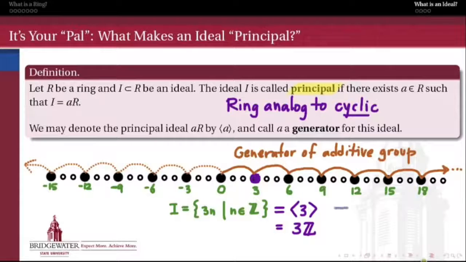Of course, this ideal we could also have chosen a different generator for. Negative 3 also generates this subgroup in the same way, and therefore this ideal in the same way. So this is an example of a principal ideal in the integers. It's the principal ideal generated by the number 3.